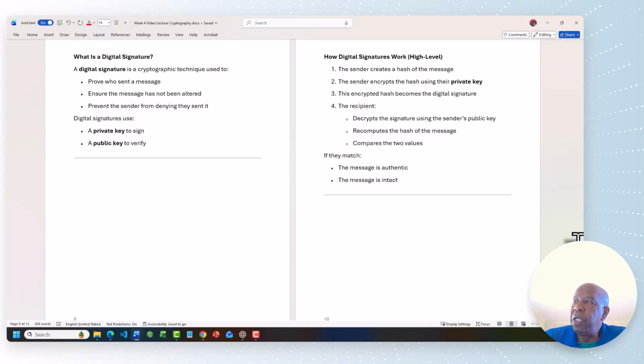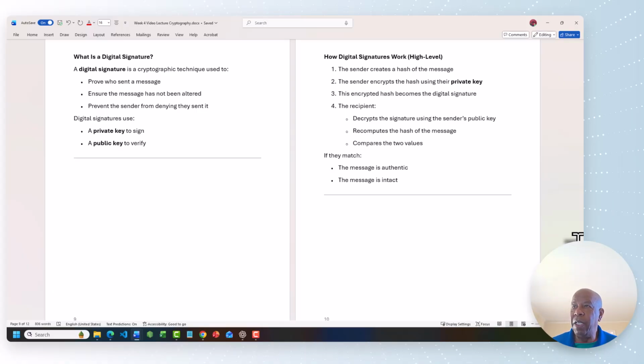Okay, how digital signatures work? This is on a high level. The sender creates a hash of the message. The sender encrypts the hash using their private key. The encrypted hash becomes a digital signature. The recipient decrypts the signature using the sender's public key, recomputes the hash of the message, and compares the two values. So if what I sent is not equal to what was hashed before, okay, then we know that we don't have a match and something's wrong.